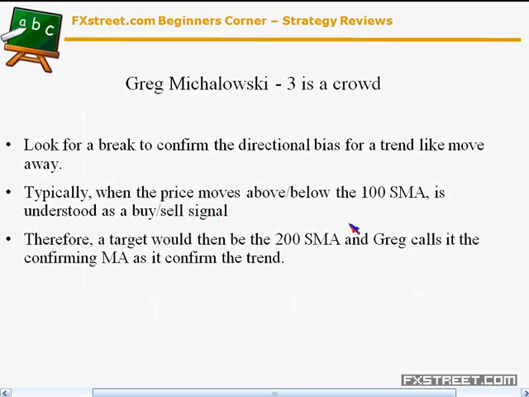The idea is to look for a break to confirm the directional bias for a trend-like move away. Okay. So we need a clear break of the moving average. Also, when the price moves above the 100 moving average, we should start understanding that as a buying signal, or selling below. Therefore, a target would then be the 200 simple moving average, and Greg called this the confirming moving average, as it confirms the trend. Why? Because usually the 200 simple moving average is a harder one to break, okay?